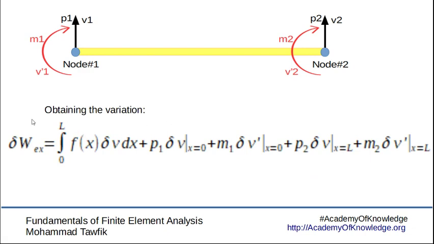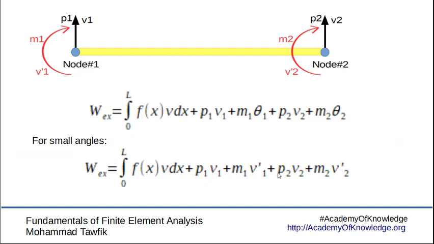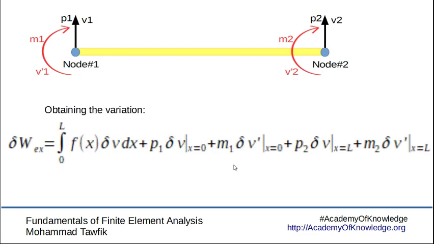Now we can represent the variation of the work done by external forces by taking the variation of the previous expression. Remember here I had the values at certain points. So to take the variation, we just replace V1 by V in general, V of X, evaluated at point 1 and so on. So we have here all the expressions. The variation is with respect to V, with respect to V prime, and so on.